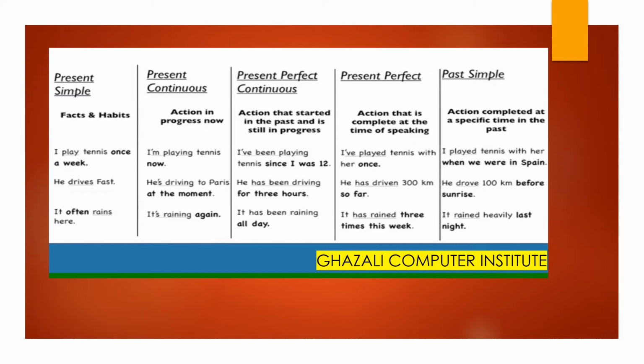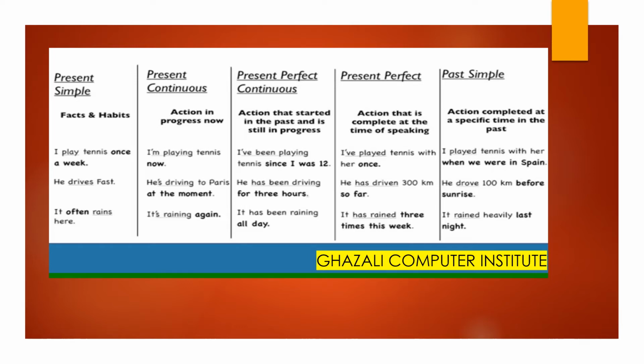So remember, present simple was to speak about facts and habits. I play tennis once a week. He drives fast. It often rains here. And then we looked at present continuous, which indicates an action which is in progress now. I'm playing tennis now. He's driving to Paris at the moment. It's raining again.